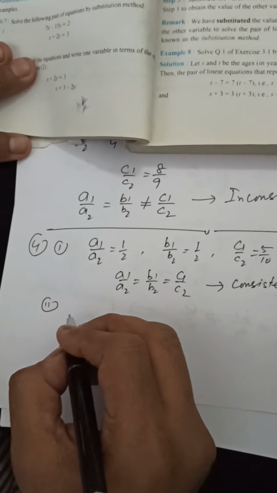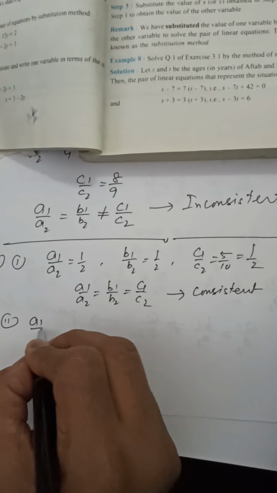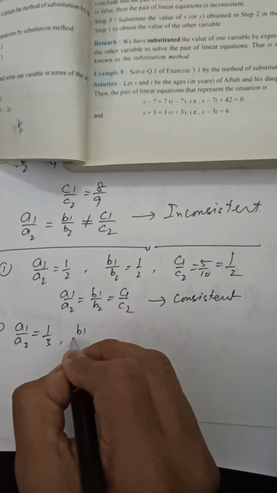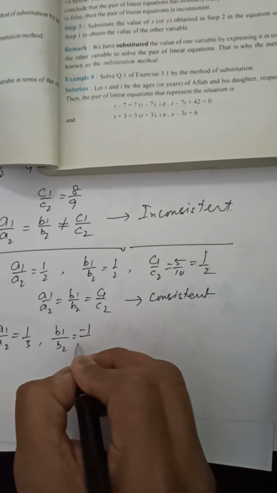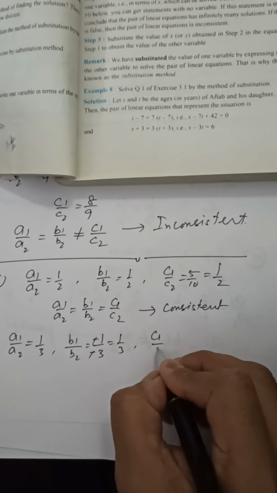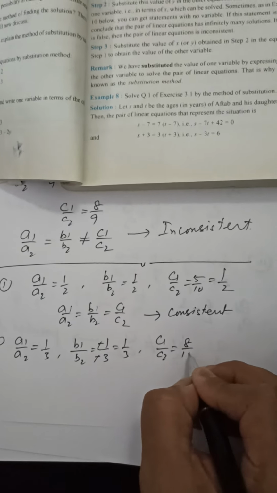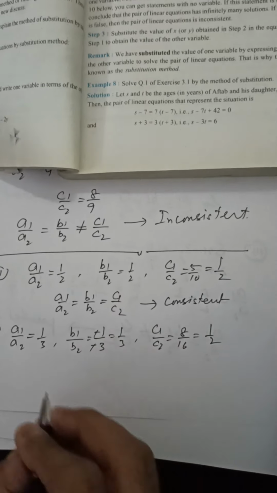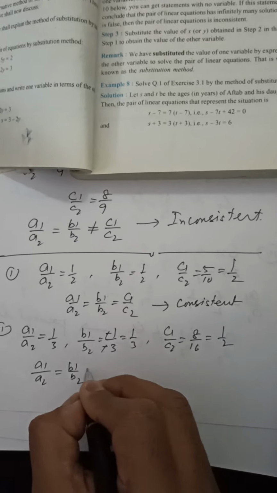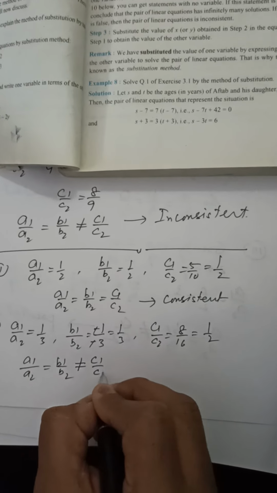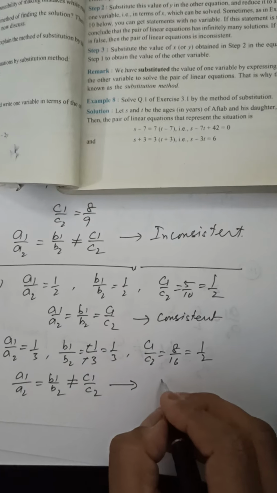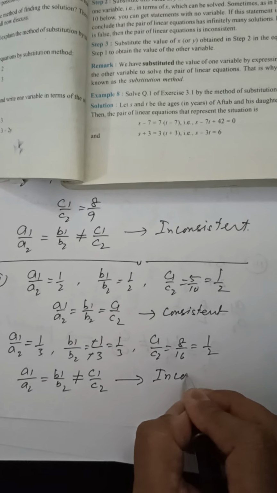The second one, a1 upon a2 is 1 by 3, b1 upon b2 is minus 1 by minus 3, which gives you 1 by 3 only. c1 upon c2 is 8 by 16, which gives you 1 by 2. So we get a1 upon a2 is equal to b1 upon b2, but is not equal to c1 upon c2. If they are not equal, that means they are parallel lines, and if they are parallel, then they are inconsistent.